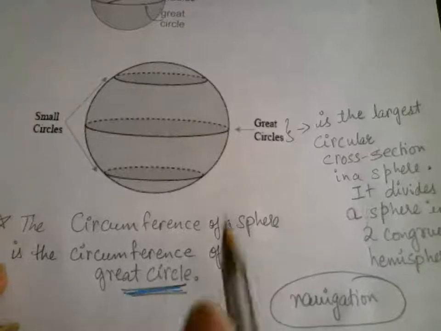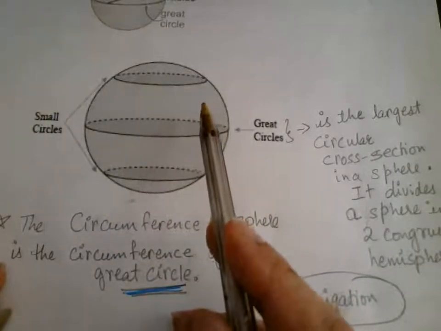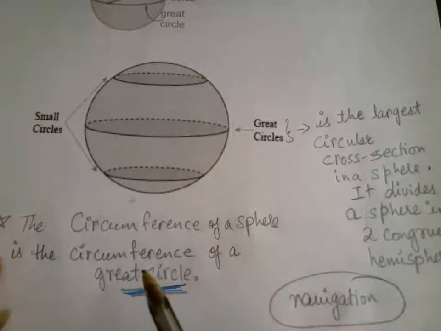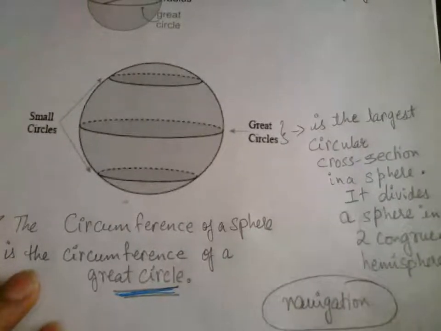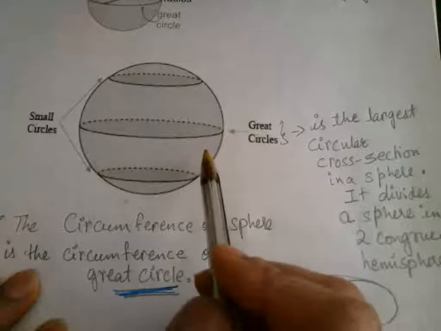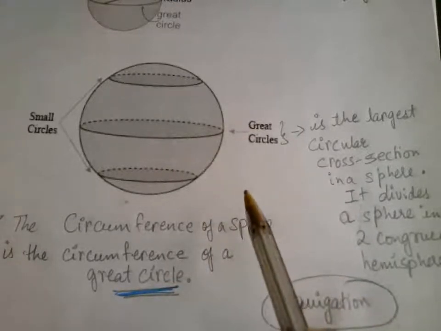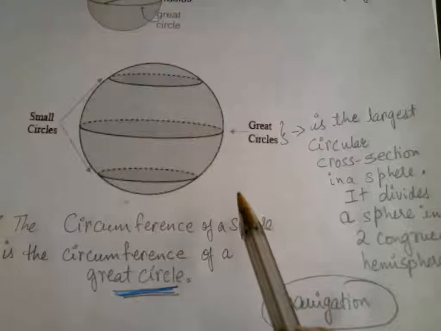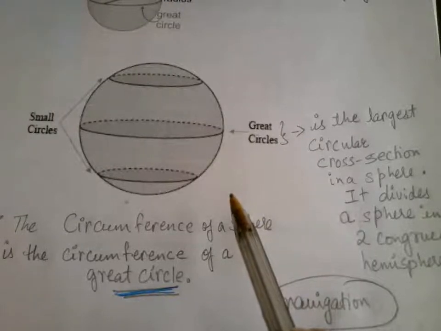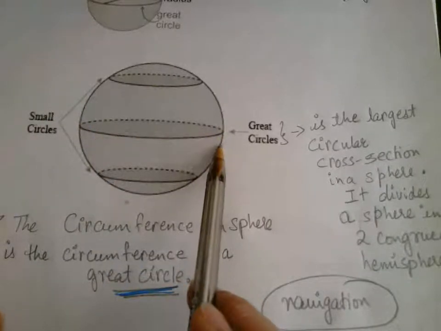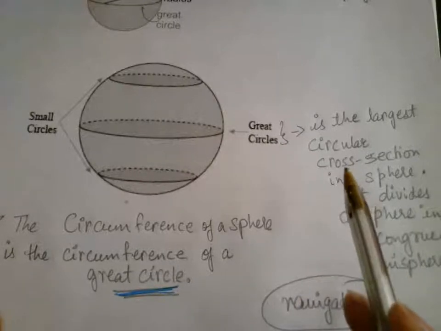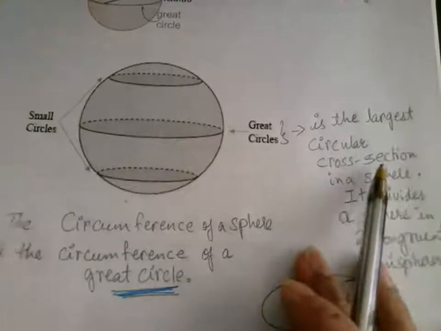This is important. If the circumference of a sphere is given to you, that is nothing but the circumference of a great circle. Or if the circumference of a great circle is given to you, that means they are talking about the circumference of a sphere. Now, why are great circles important? The famous use of a great circle is in geography. It is used for navigation because great circles represent the shortest distance between two points on a sphere. So great circles have a great use in geography.